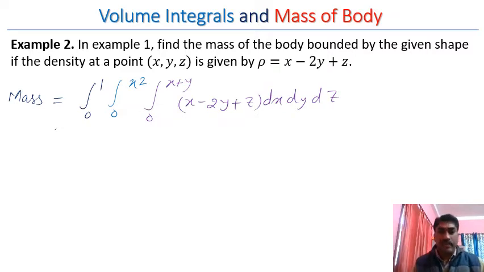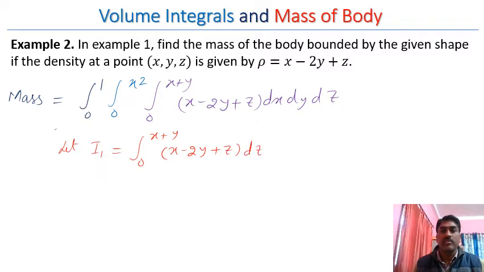So you can integrate now term by term. There is an easier way: integrate one integral at a time, extracting it separately. We know that first we will integrate the z integral, because z has a variable limit in two variables x and y. So let I1 be equal to the integral from 0 to x plus y of x minus 2y plus z dz. If we integrate this, you can do it easily.